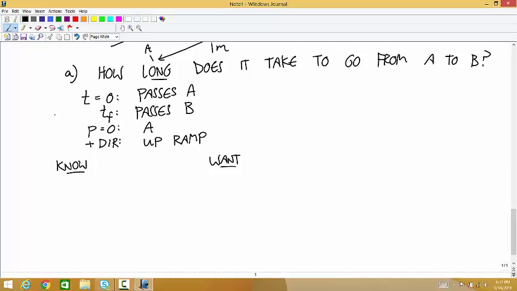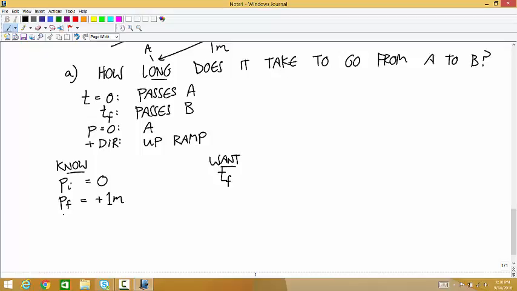Do we know a value for time final? No, that's what we want. Do we know a value for the acceleration? No, because it's not free fall. Do we know an initial position? The position when time is 0? Yep, P initial is 0. Do we know a final position? Yeah, that's when it gets to B, and the distance is 1 meter apart, and it's going in what we chose as the positive direction, so this is going to be plus 1 meter.